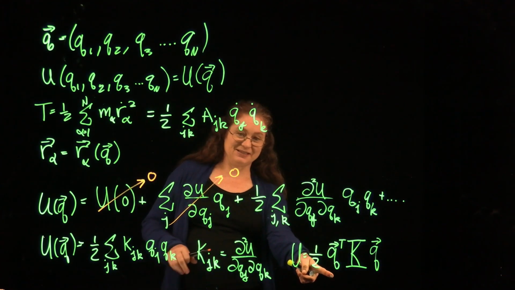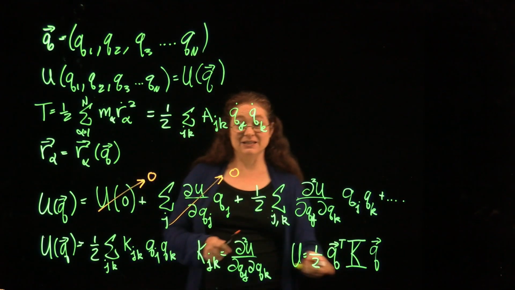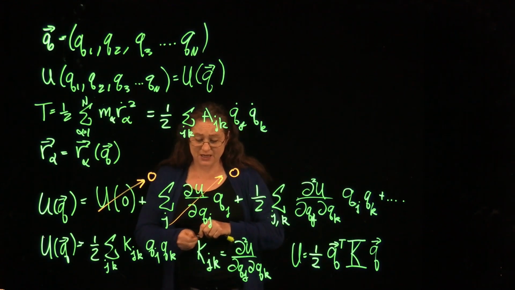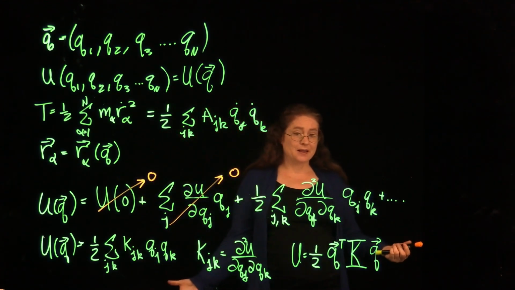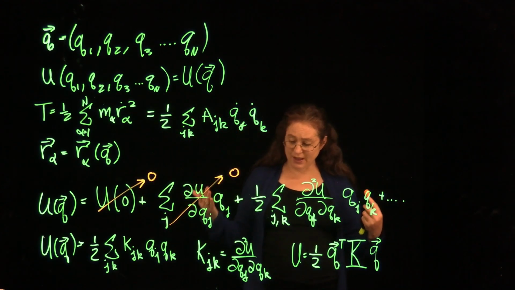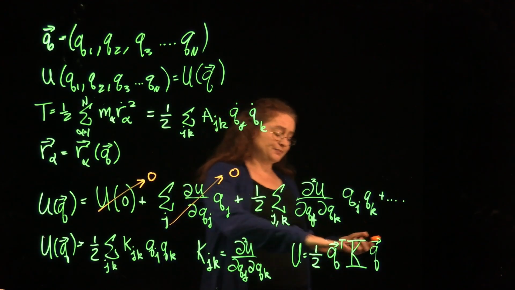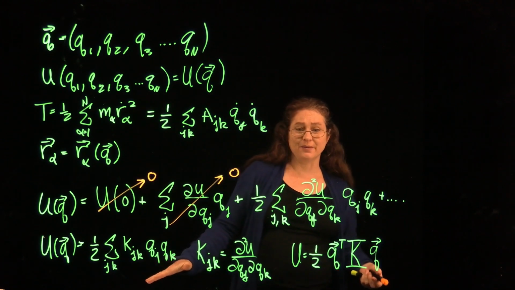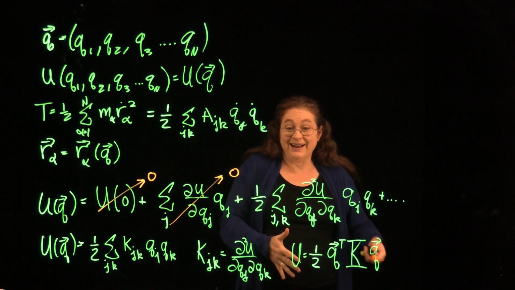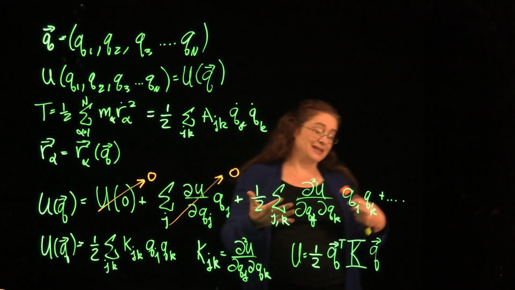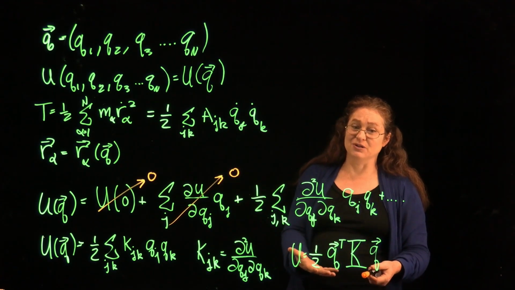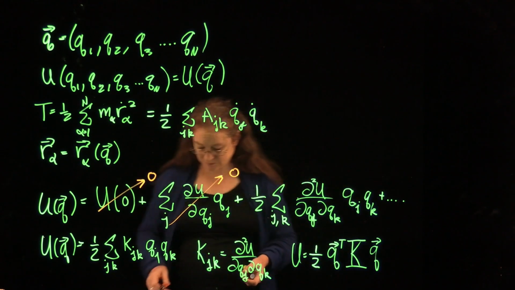So this is the n-dimensional spring potential, and basically what we have done is say that we're expanding about an equilibrium point, and when we expand about an equilibrium point, we just get an n-dimensional mass on a spring.